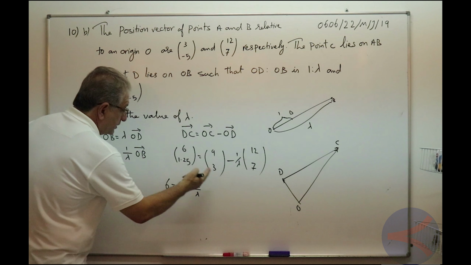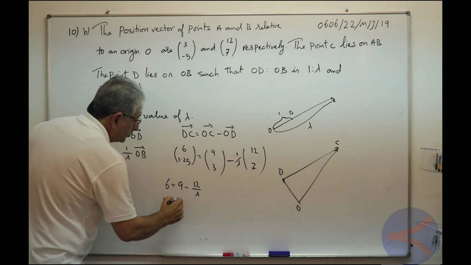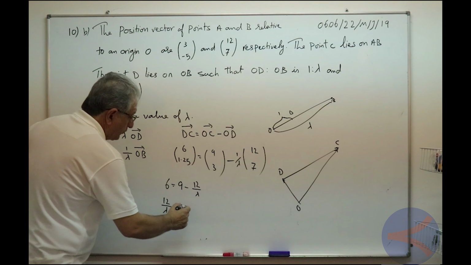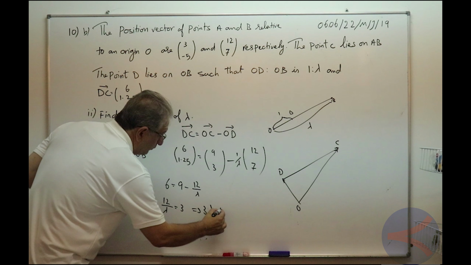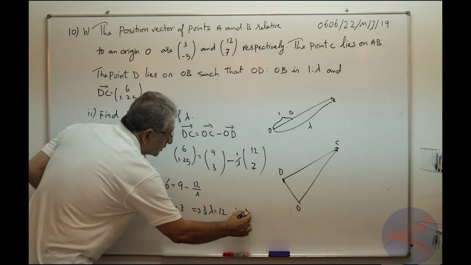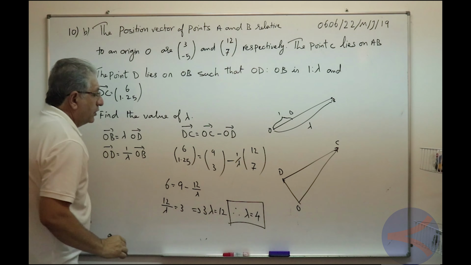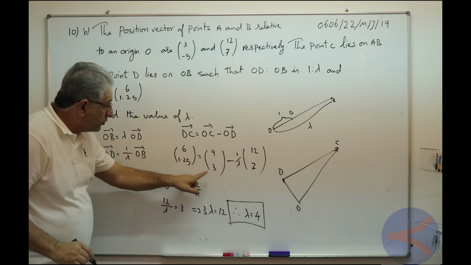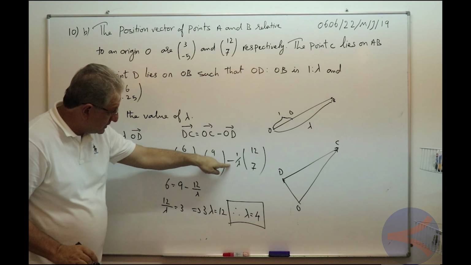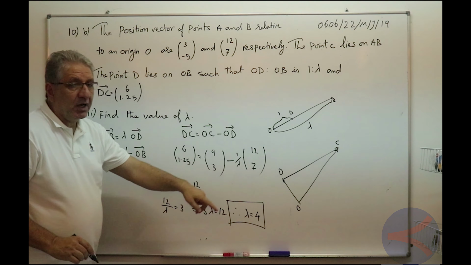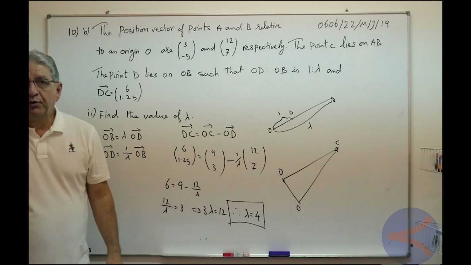Now, bring this side, bring that side. Therefore, 12 over lambda is equal to 9 minus 6, which is 3. Therefore, 3 lambda is equal to 12. Therefore, lambda is equal to 4. If you select this equation here also, that means 1.25 is equal to 3 minus 7 over lambda, and solve that, you are going to get the same answer, lambda equal to 4.